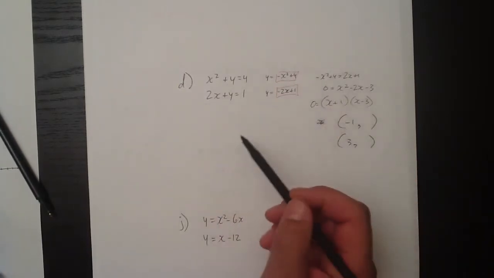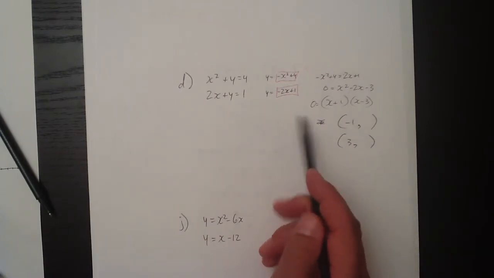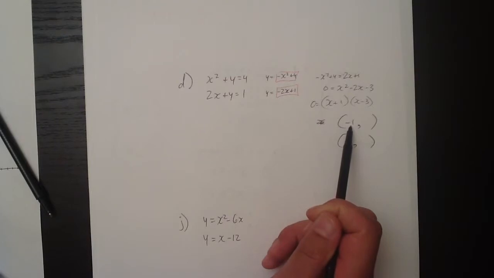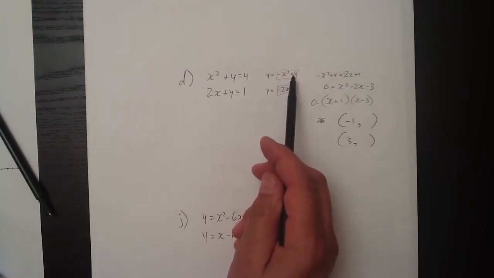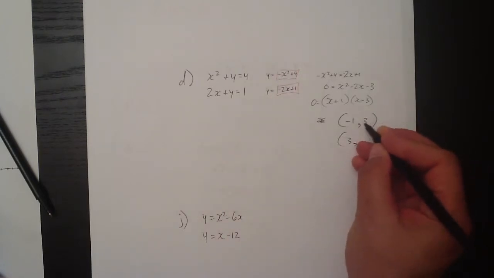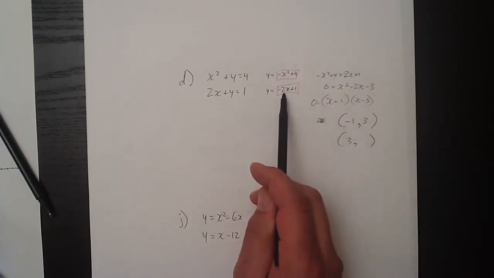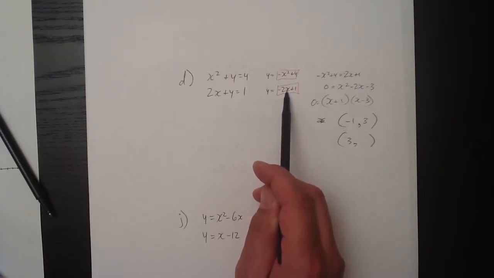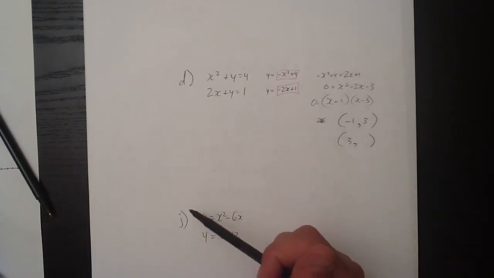Well, I can take either equation if I'm really confident, or if I want to double check, I can check it through on both. If x is negative 1, then negative 1 squared is 1. So the negative sign makes it negative 1. Negative 1 plus 4 is 3. That's what the first equation tells me. If x is negative 1, let's double check on the second one. Negative 2 times negative 1 is 2. 2 plus 1 is 3. So I'm pretty confident about this solution set.